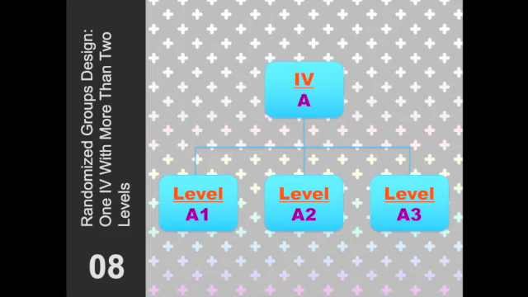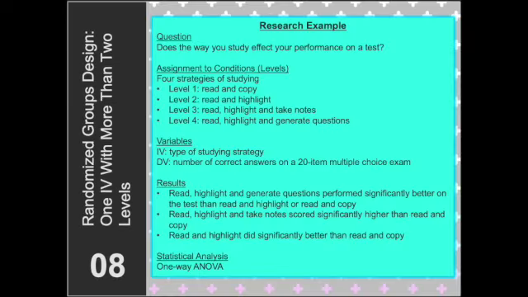So whatever our DV is, whatever we're scoring these people on, we're going to compare the scores we get in A1 with the scores in A2. We're going to compare the scores in A1 with A3, and then we're going to compare A2 and A3. So an example of this type of design could be if the researchers ask the question, does the way you study affect your performance on a test?